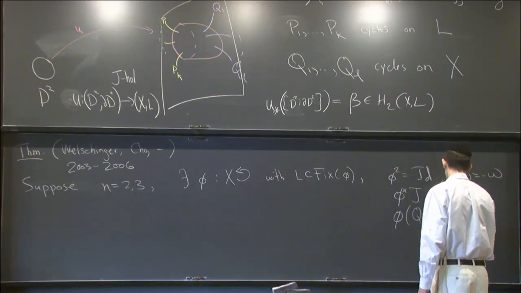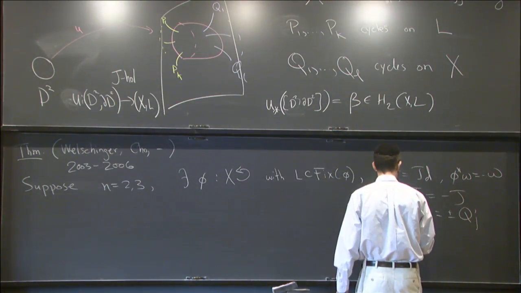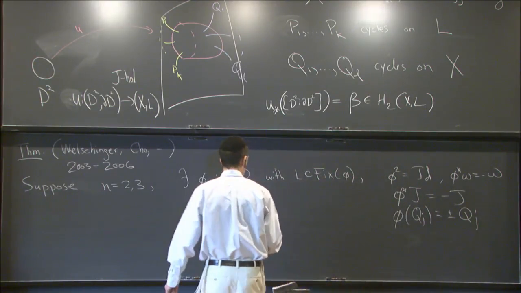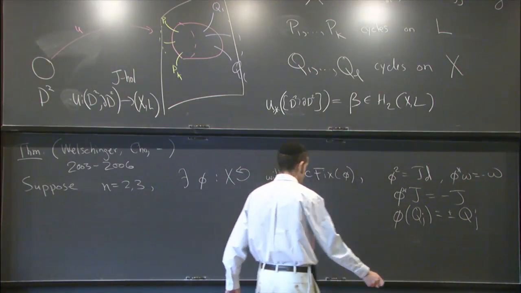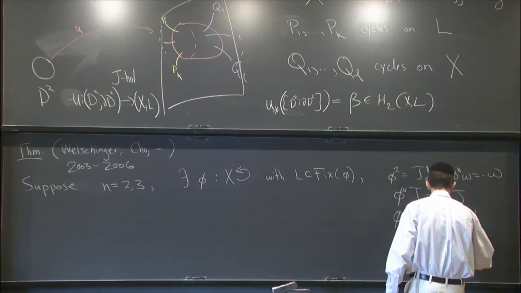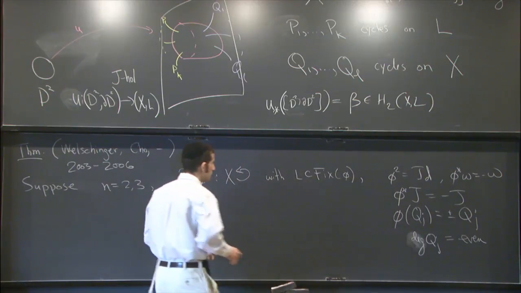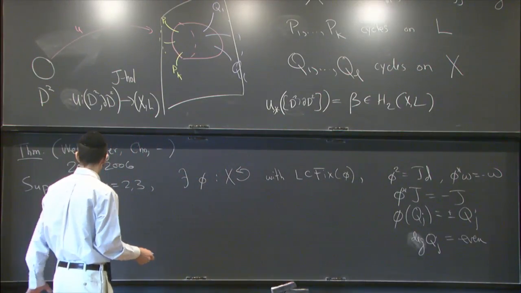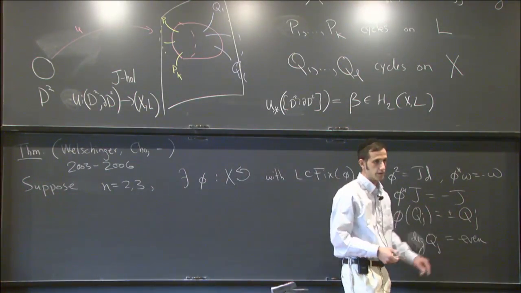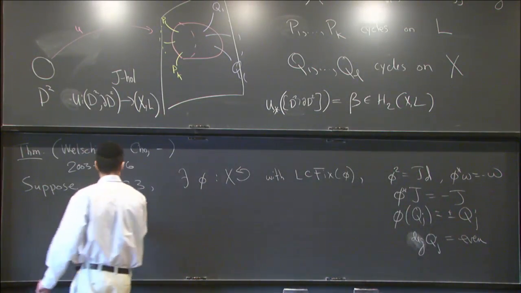Qj equals this minus Qj. Is there anything else I have to assume here? Maybe we should say that the degree of Qj is even. It depends on the degree: -1 to the degree, -1 to half the degree.